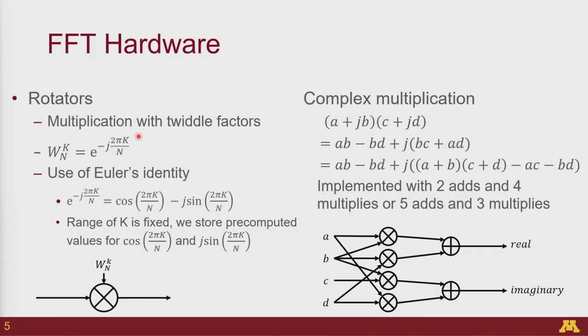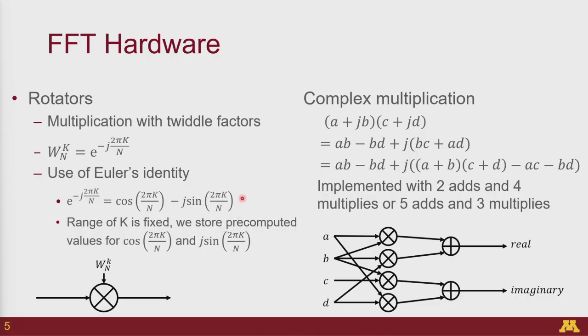We do not directly implement an exponential function in any of the hardware. What we do is use Euler's identity to replace this exponent with a cosine and a sine function. So this e to the power minus j 2 pi k over n will become cosine of 2 pi k over n minus j sine of 2 pi k over n.